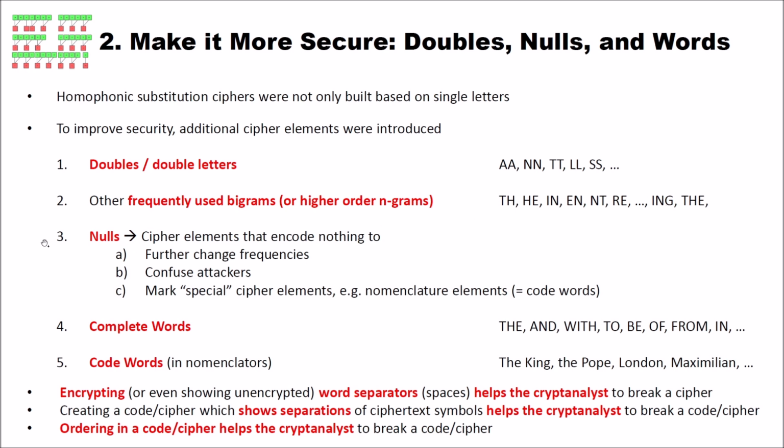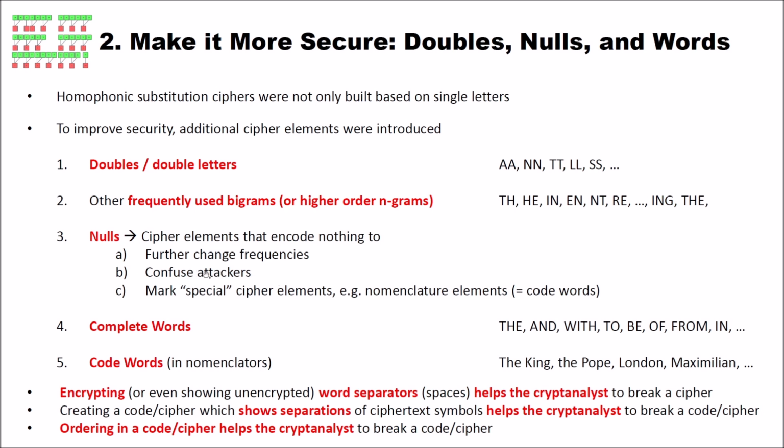Then another thing that people did in history is the introduction of nulls. And nulls are cipher elements that encode nothing, to further change frequencies. So we could at random positions introduce null elements in our ciphertext that, as I said, encode nothing, but they change the distribution of our frequencies. Of course, this should confuse attackers that want to break our ciphers.